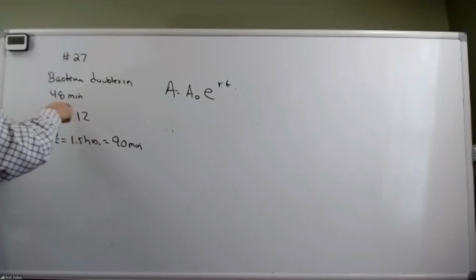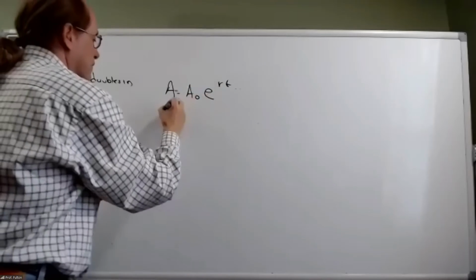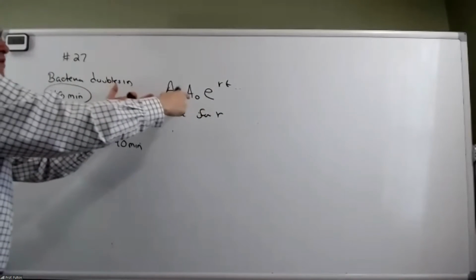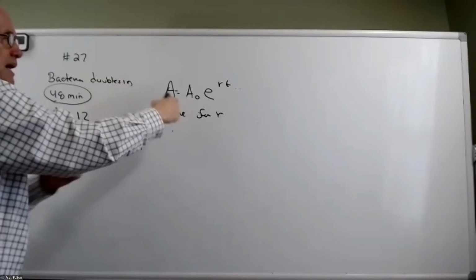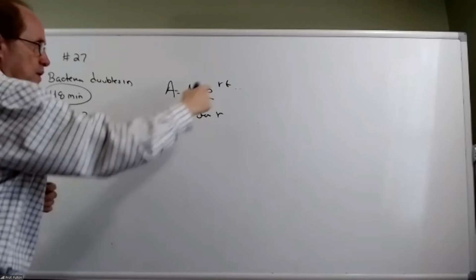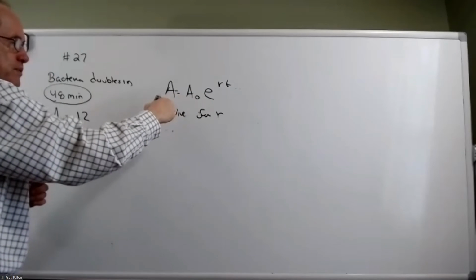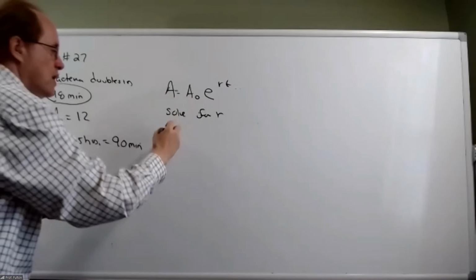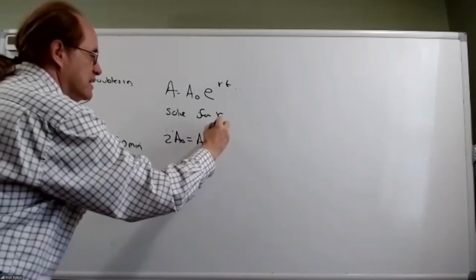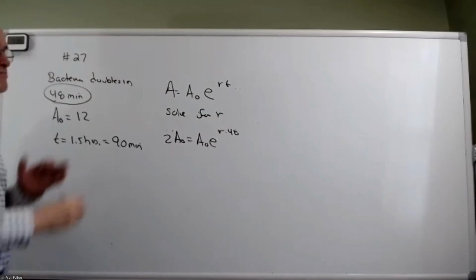We're given the doubling time. It doubles in 48 minutes. So we have to solve for R, which is a little bit more detailed. I'm going to hit a time when A is 2 times A0. So when t is 48 minutes, A is 2A0. So I get 2 times A0 is equal to A0 e to the R times 48. That's what I'm looking for. I have to find R.